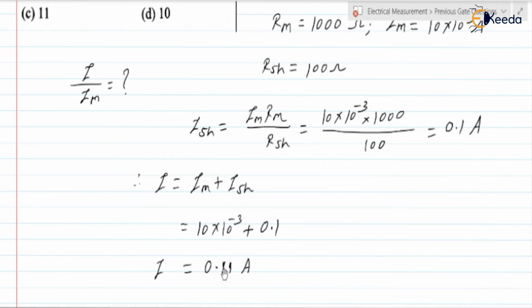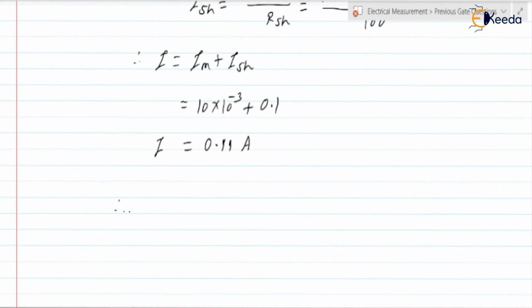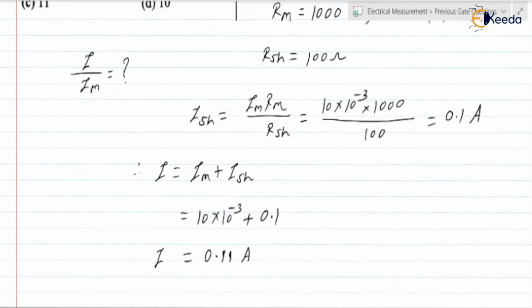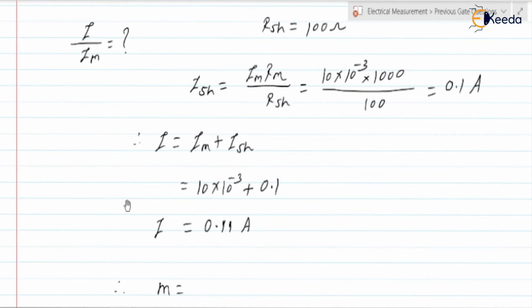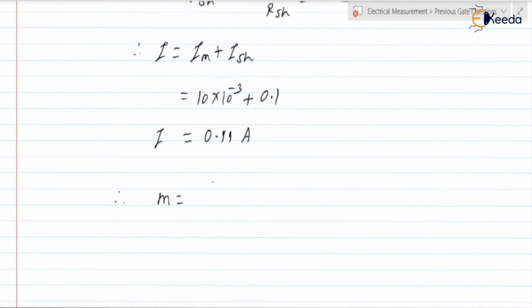Therefore the multiplying power, that is M, is equal to the ratio of I upon Im. What is the current I? 0.11. And what is Im? 10 into 10 to the power minus 3. So it is equal to 0.11 upon 10 into 10 to the power minus 3. It is 11.